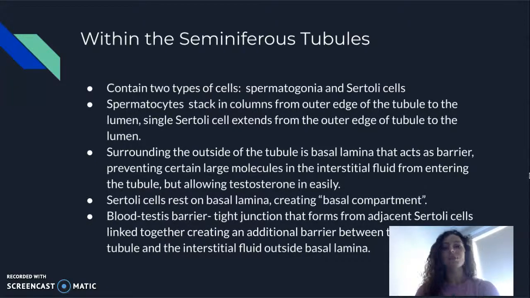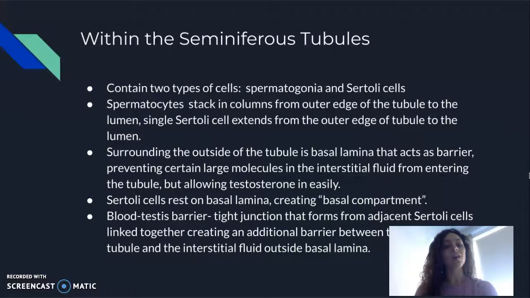The seminiferous tubules contain two types of cells, the spermatogonia and the Sertoli cells. The spermatocytes stack into columns from the outer edge of the tubule to the lumen, and a single Sertoli cell extends from the outer edge of the tubule to the lumen. Surrounding the outside of the tubule is the basal lamina that acts as a barrier, and this prevents certain large molecules in the interstitial fluid from entering the tubule, but it allows testosterone to enter very easily. The Sertoli cells rest on that basal lamina, and this creates a basal compartment.